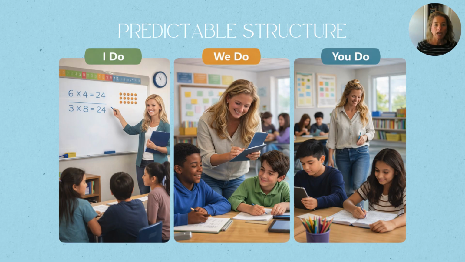Teaching routines change everything. When instruction follows a predictable structure, students know what to expect, participation increases, and learning becomes easier to see. The focus of this chapter is teaching using a gradual release model. I do, we do, you do. You know how long you have to teach because your block it calendar is already set. Now you're deciding how learning is introduced, how students practice with support, and how they apply learning independently.